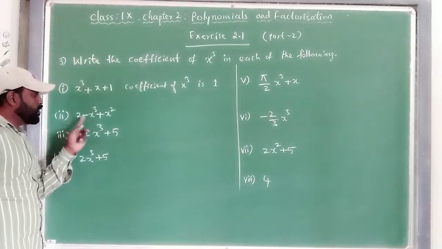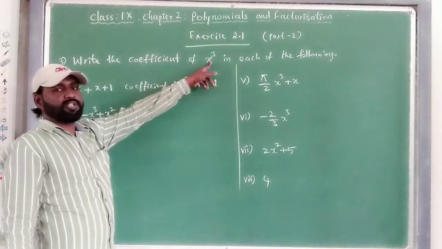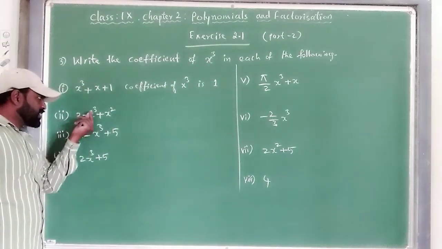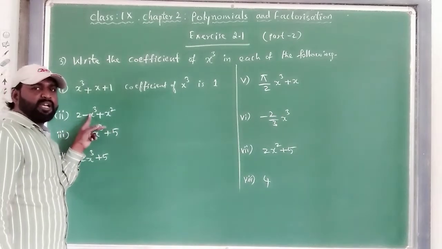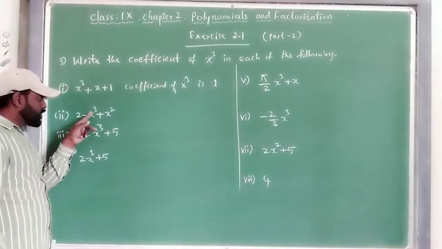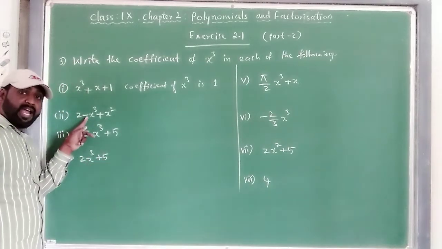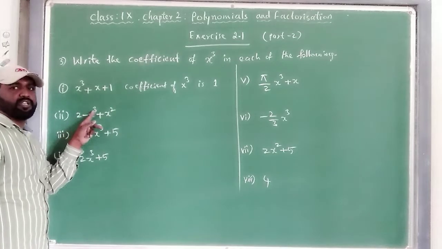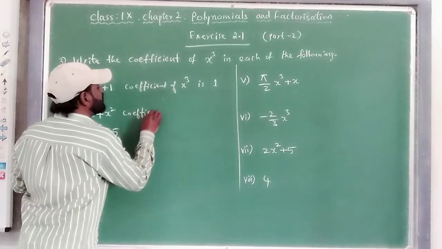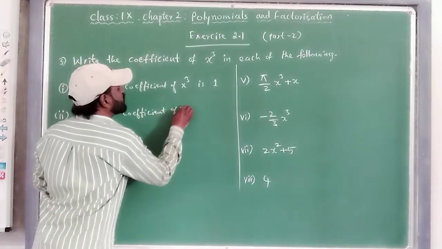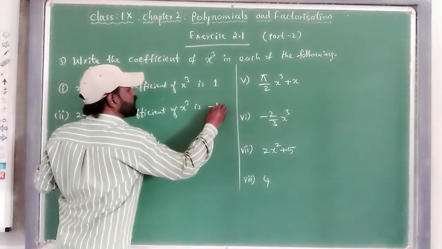Next one, you see: 2 minus x cube plus x square. We need to focus on only x cube. The term which has x cube, whatever the integer in front of it, that will become the coefficient of that x cube. In front of x cube, nothing is written. You have to treat it as 1. Along with the sign, you have to write minus 1 x cube. So the coefficient of x cube in this expression is minus 1.